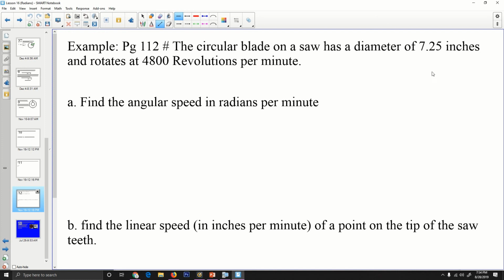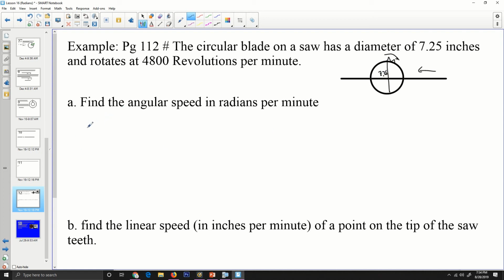We've got a saw table, and then we have a little saw with some teeth on it, right? This thing is revolving in this direction. If you push wood into that, it's revolving at 4,800 revolutions per minute, and the diameter, from here to there, is 7.25 inches. So it says find the angular speed in radians per minute.